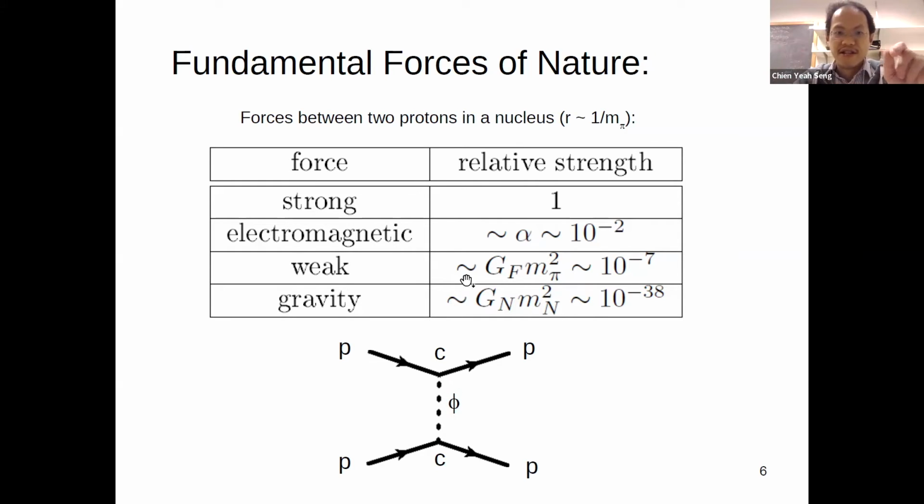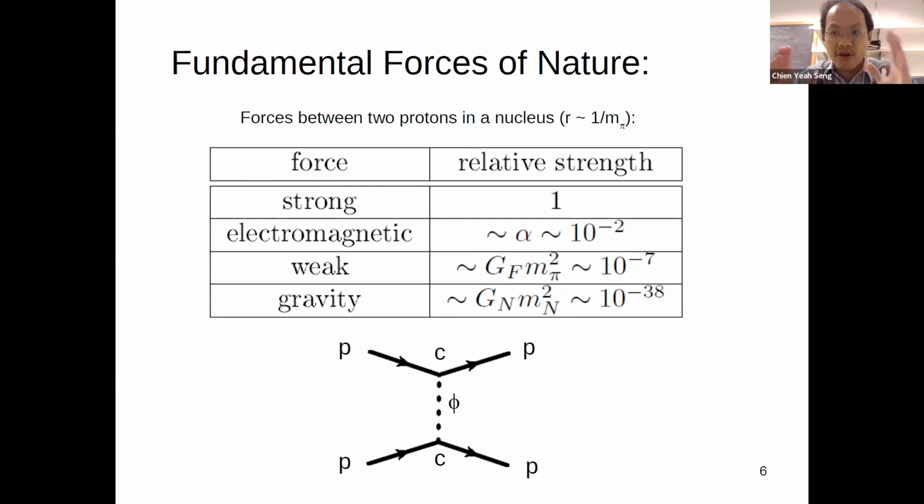For instance, the electromagnetic coupling is weak because this coupling constant, which we call the fine structure constant, alpha, is like 1 over 137, which is relatively small, while the weak force is much smaller because the force transmitter is a heavy boson. The W boson and Z boson are very massive, so the propagator has a mass suppression. And the gravity, of course, has a coupling constant that is even much smaller.